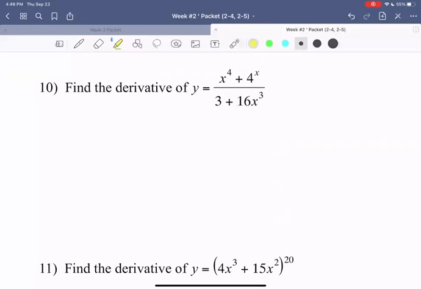In this video, we're covering example number 10 from our notes in section 2.5. We want to find the derivative of y equals x to the fourth plus 4 to the x, over 3 plus 16x cubed. The number one thing we want to do is identify the structure of this function.